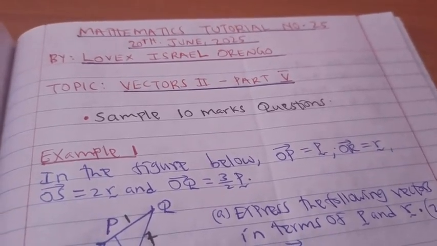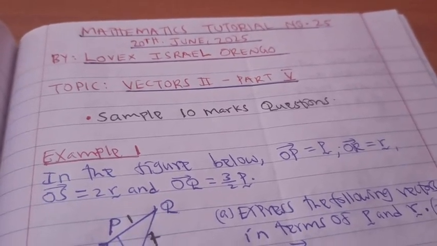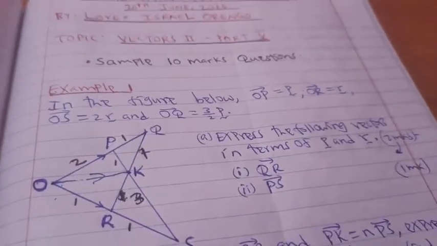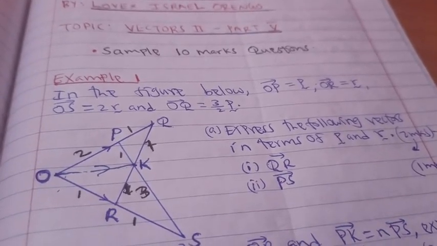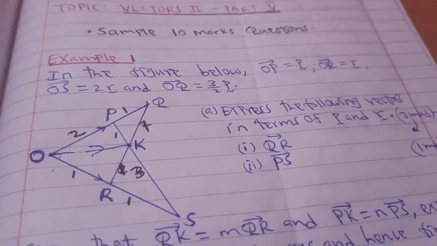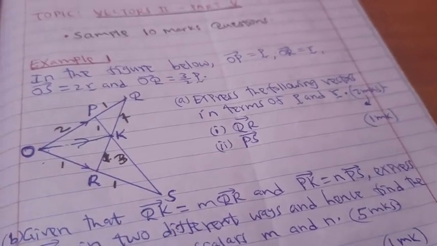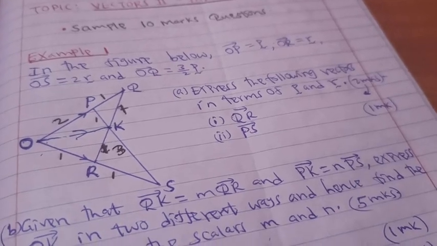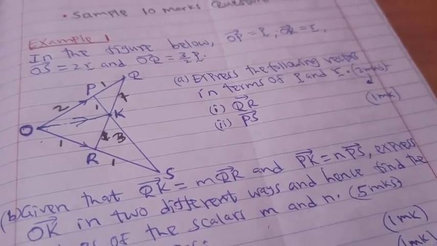In this session, I'm going to take you through 2 sample questions from this topic worth 10 marks. Welcome. Example 1. In the figure below, OP is vector P, OR is vector R. OS is twice vector R, and OQ is 3 over 2 vector P. The values written in black are some interpretations after the solution, but blue is the equation. Express the following vectors in terms of P and R: QR and PS.